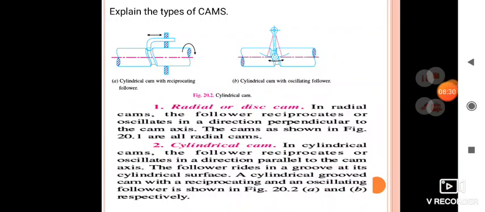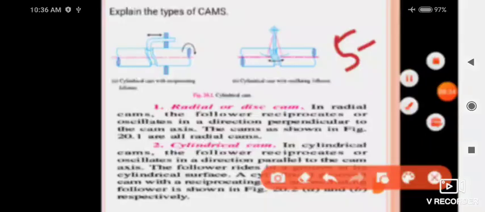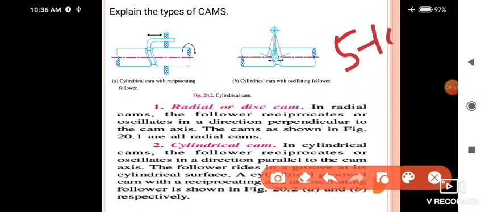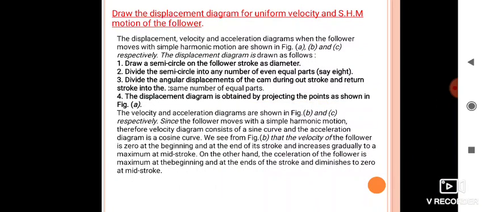So this may ask for your exams for 5 to 10 marks. Then next, draw the displacement diagram for uniform velocity and SHM motion of the follower. So here SHM is nothing but simple harmonic motion method. In the classroom only I told regarding this one. So this one asks for 10 marks definitely.